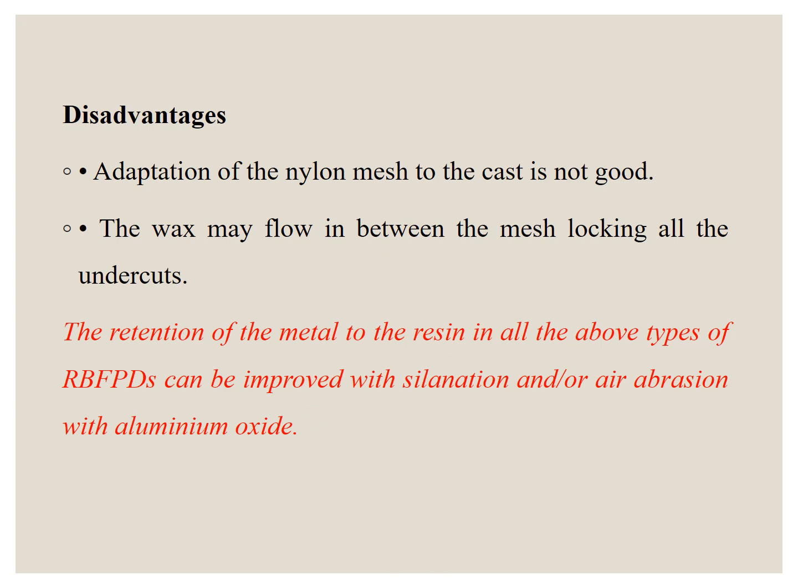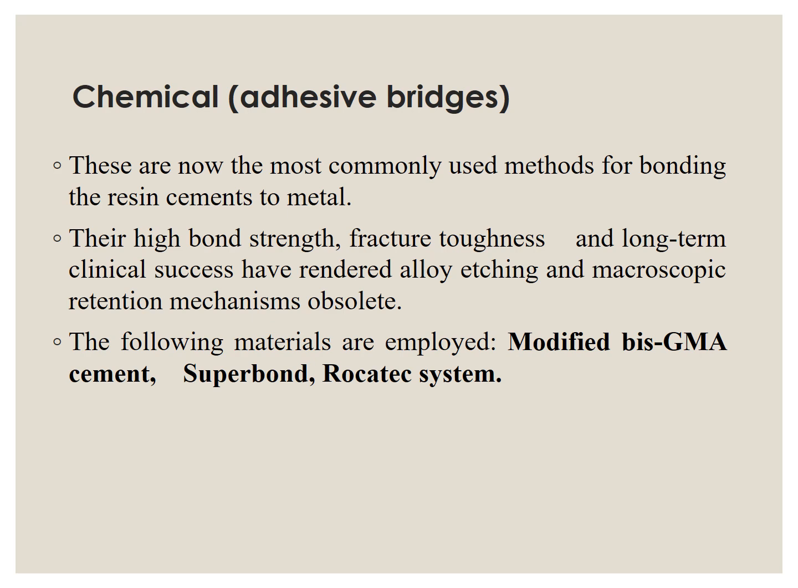Coming to the last type of bridge, that is the chemical type, also known as the adhesive bridges. These are now the most commonly used methods for bonding resin cements to metal. Their high bond strength, fracture toughness, and long-term clinical success have rendered alloy etching and microscopic retention mechanisms obsolete. The following materials can be employed: modified Bis-GMA cement, Superbond, and Rocatec cement.